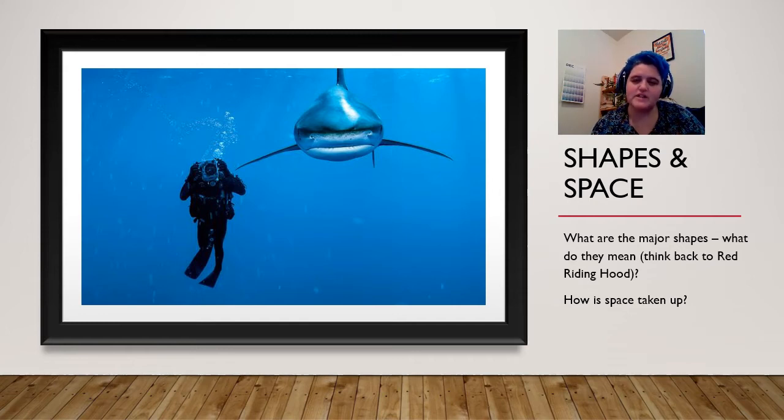We can also look at the space and the way that things are taking up space. We talked about this also when we were talking about Red Riding Hood. In fact, almost all of our discussion of Red Riding Hood was about shapes and space with a little bit of color.